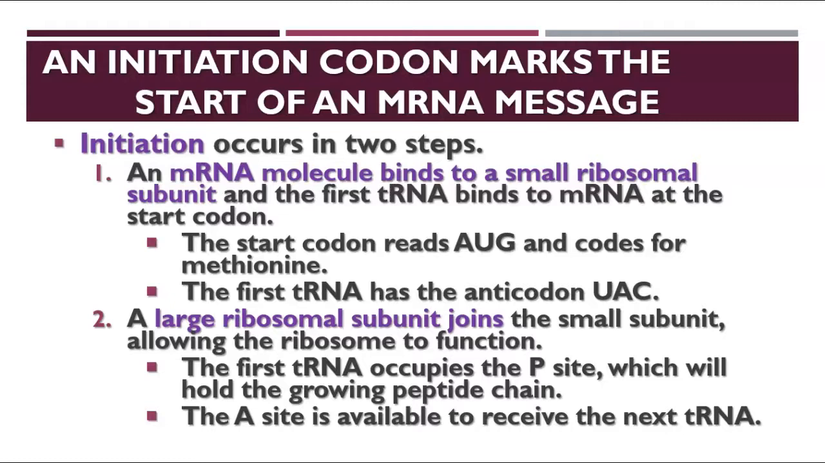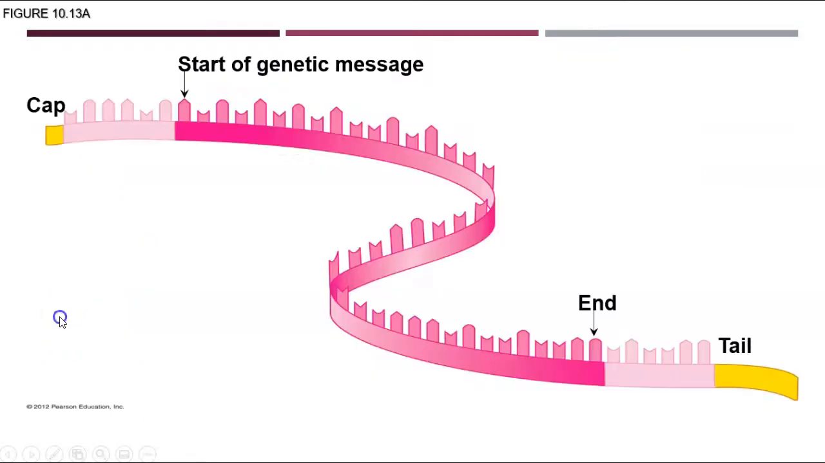Once that happens, the large subunit attaches to the small subunit, and that allows the entire functioning of the ribosome. And basically, the P site has the growing peptide chain, and the A site is available to receive the next transfer RNA when it comes in with the next amino acid.